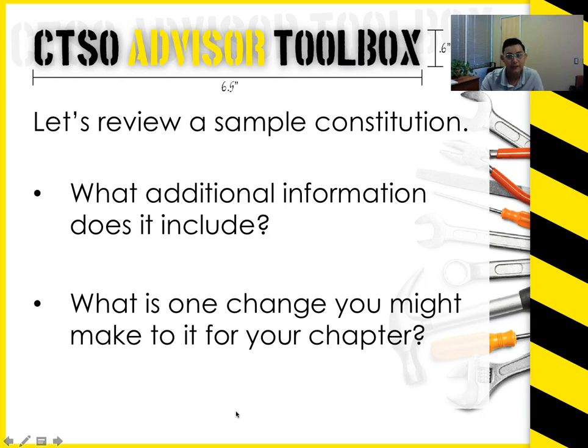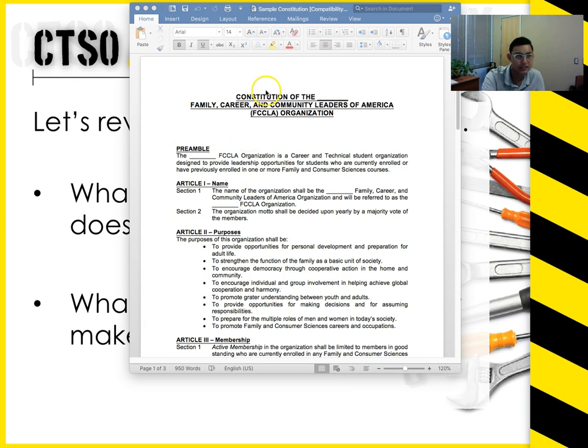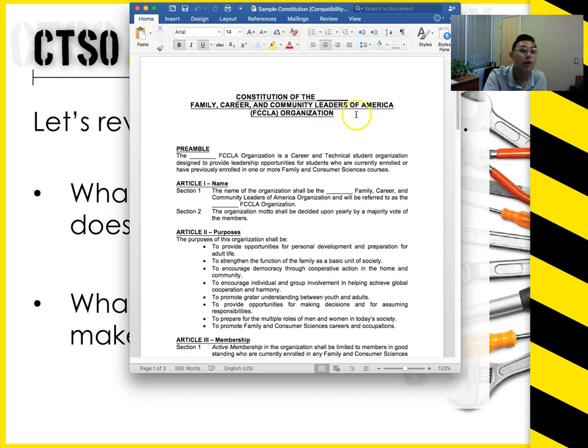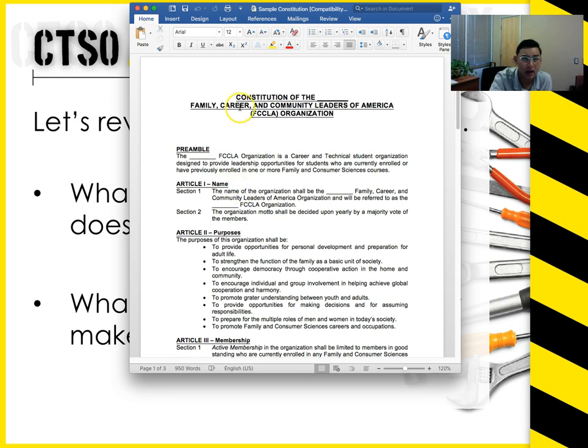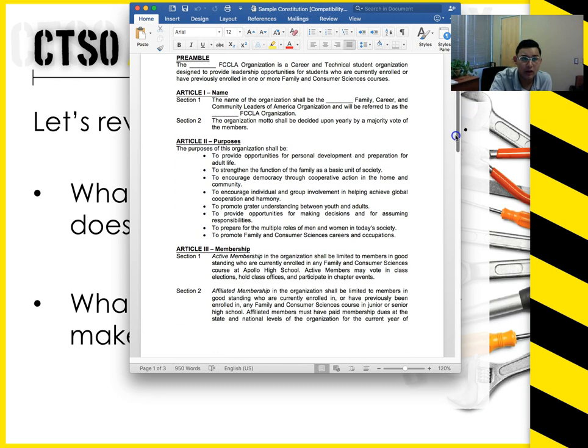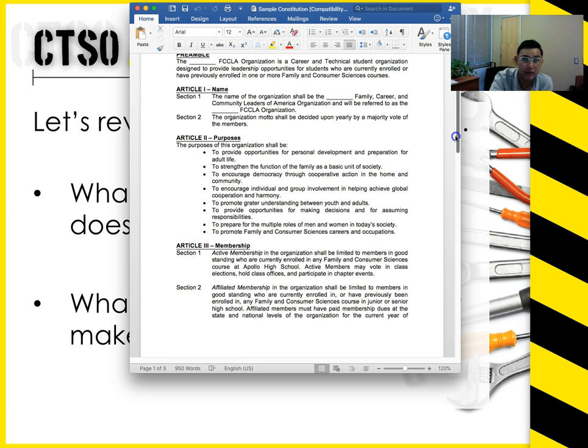This one comes from the FCCLA Arizona website. So for example, on this constitution, it's even one that you can fill in. Constitution of the Agua Fria Family, Career, and Community Leaders of America. The blank FCCLA organization, you fill it in. Article 1, the name of the organization shall be blank Family, Career and Community Leaders of America.